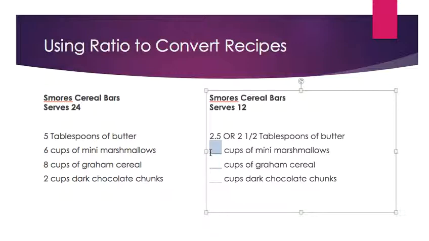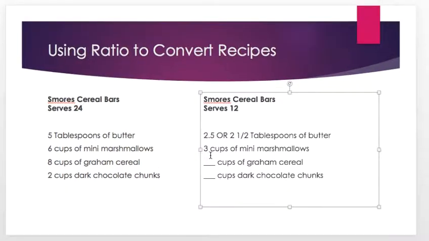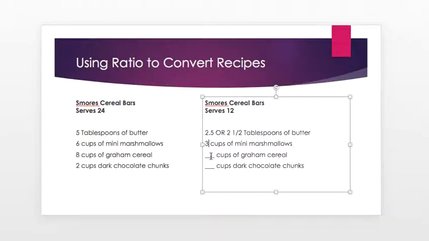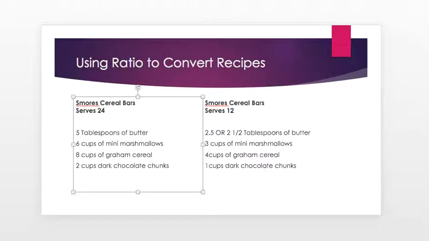I did it both ways just because I'm not sure what you would prefer, but it's up to you. If I took 6 cups of mini marshmallows and I divided by 2, I would get 3 cups of mini marshmallows. 8 cups of graham cereal turns into 4 cups of graham cereal. 2 cups of dark chocolate chunks turn into 1 cup of dark chocolate chunks. So it's not that the recipe is changing the taste or the way the bars are made. I'm just going to make an overall smaller quantity because I'm lessening my ingredients. The quantity that I want to make is half of what the recipe calls for, so all my ingredients should be half of what the recipe calls for.